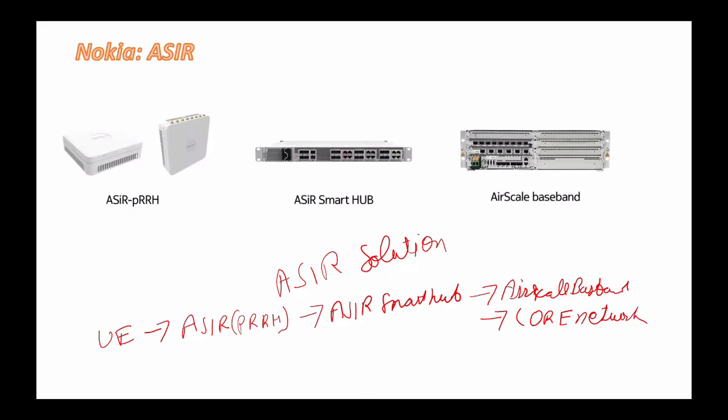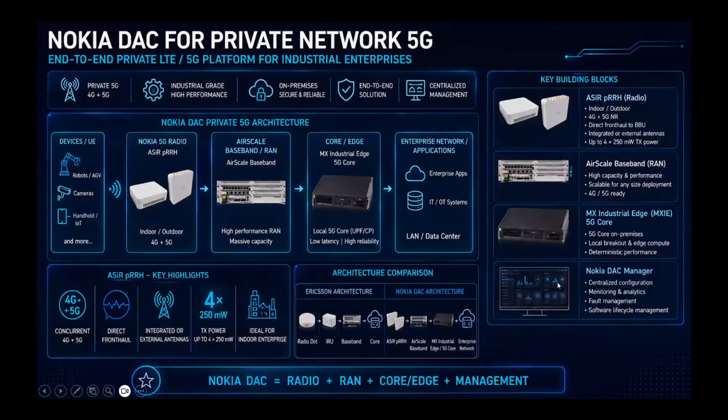And these are compact, low power indoor radios designed for environments such as offices, hotels, hospitals, factories, and conference centers. Multiple RRHs can connect back to the AirScale Smart Hub. So the Smart Hub is like an aggregation or connectivity point. Then we have AirScale baseband, and this is where RAN processing is done. Right? So this is the high level structure which I already discussed: UE is connected to RRH, RRH is connected to baseband, and so on. This we have already discussed.